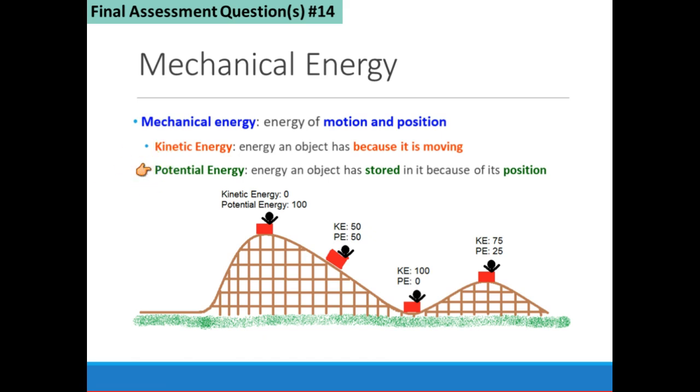Potential energy, on the other hand, means stored energy, and specifically when we're talking about mechanical energy, we're talking about its height, right? So we can see here that the higher up you are, like at the top of a roller coaster, the more potential energy you have. At the bottom, though, you have no potential energy and you're moving as fast as possible, which makes it all kinetic energy. This is number 14.